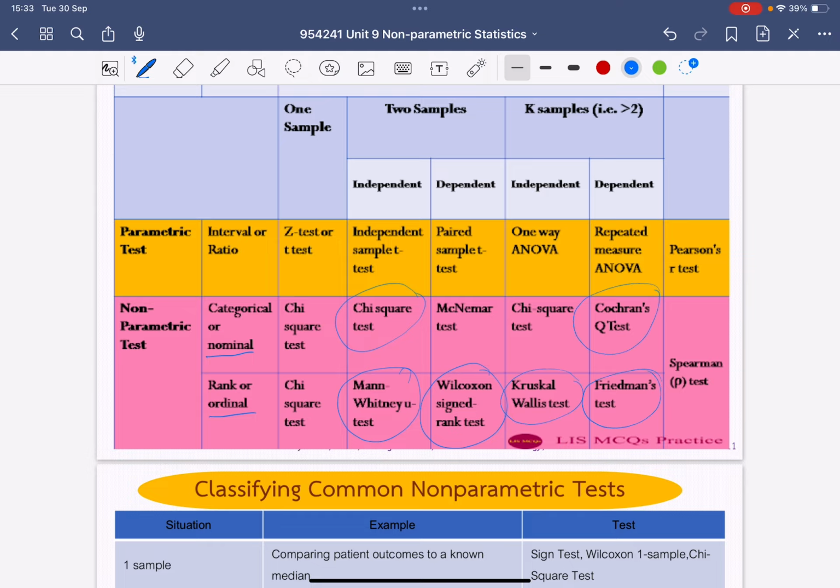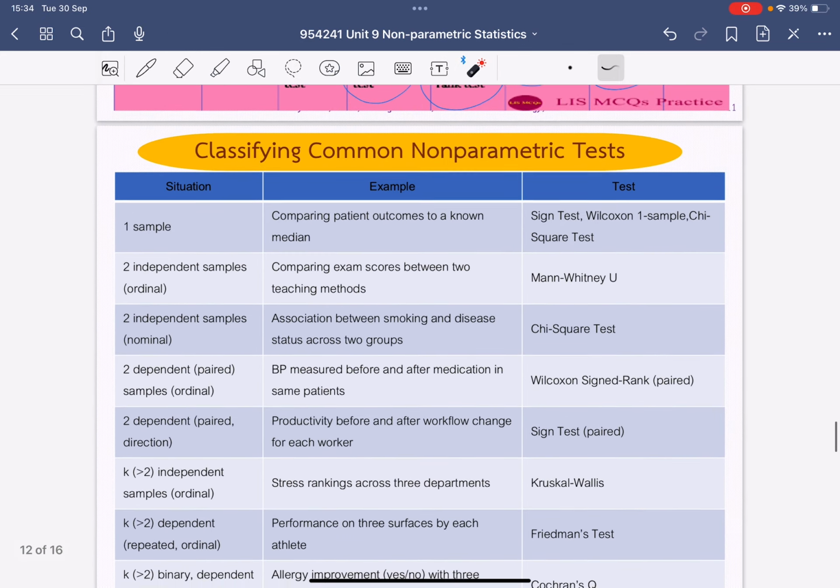Q test, for dependent data groups, for two samples. For nominal, we do this test, and for ordinal, we do this Wilcoxon. You might see this a lot, they use it a lot. And for more than two samples, for independent and for dependent, we have Cochran's Q test and Friedman's test. And for correlation, for non-parametric tests, we have Spearman's rho test, right? And more detail here that you can read.